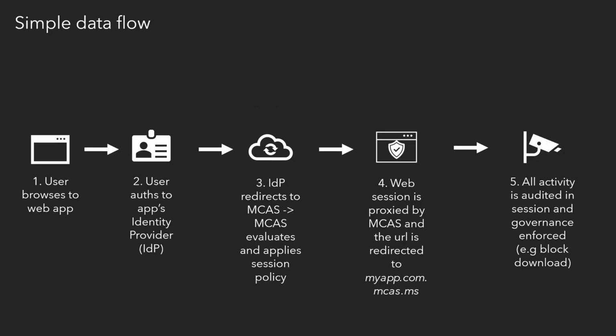Okay, simple data flow here of how this thing works. You browse to an app. I then log into the app using my identity provider. My identity provider then redirects my session to Microsoft Cloud App Security. MCAS evaluates and applies the appropriate policy. And now my web session is proxied through MCAS. My URL is actually going to be rewritten. And then at that point forward, all session activity is proxied through MCAS. And that way we can govern it and we can apply policy and enforce different restrictions.